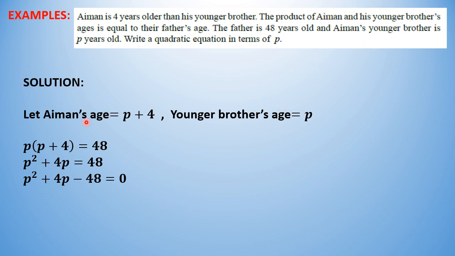Okay. After that, the product of his age and his brother's age is equal to their father's age. So P times P plus 4 equal to 48. And then you do the expansion. 48 moves to the left hand side, and then this is your quadratic equation.